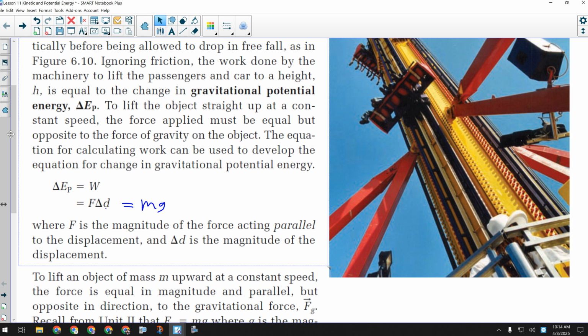What do we call the distance when we're talking vertical? It's force of gravity times distance, right? M times g times h is force times vertical distance. That's where that formula comes from.